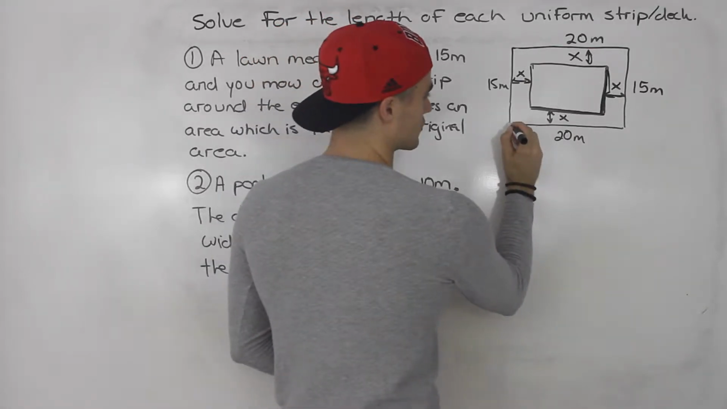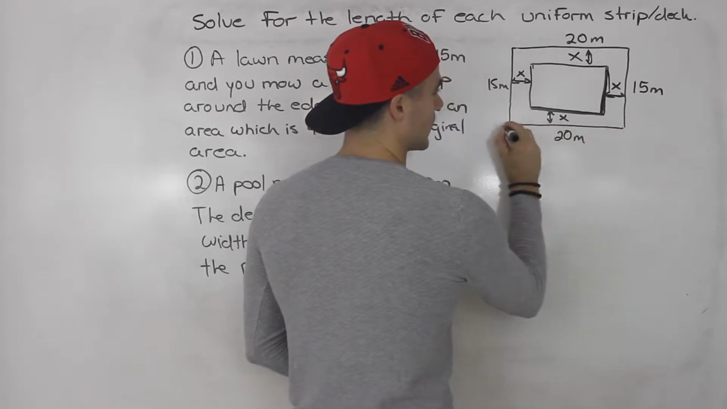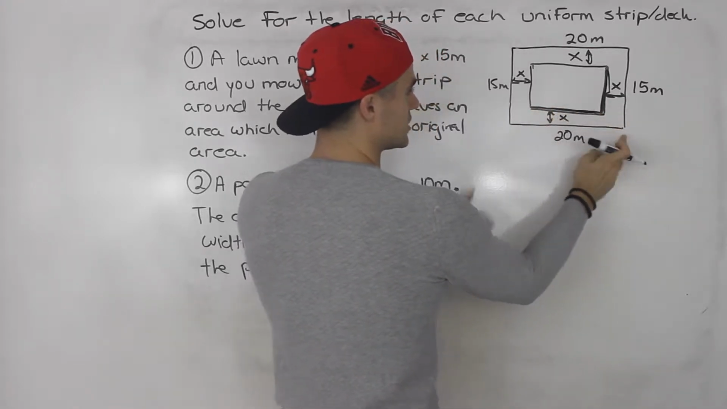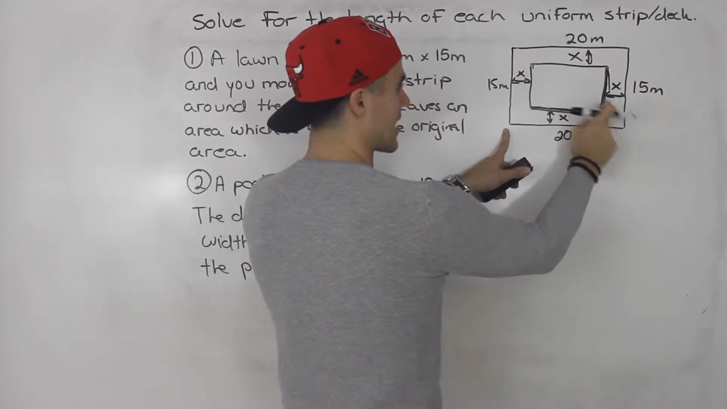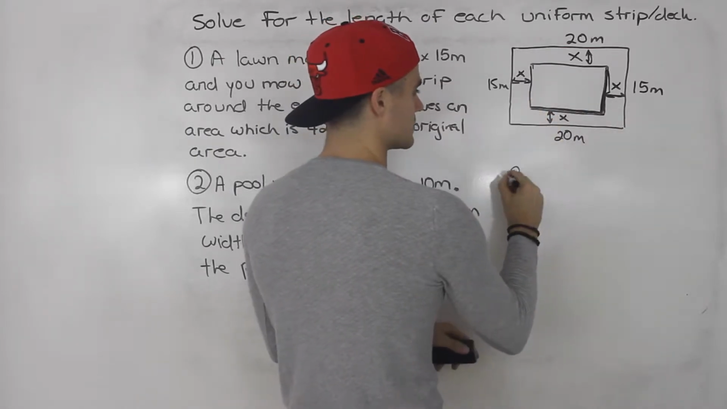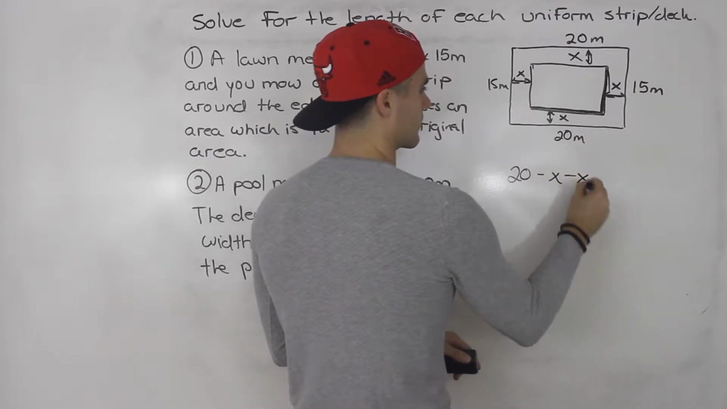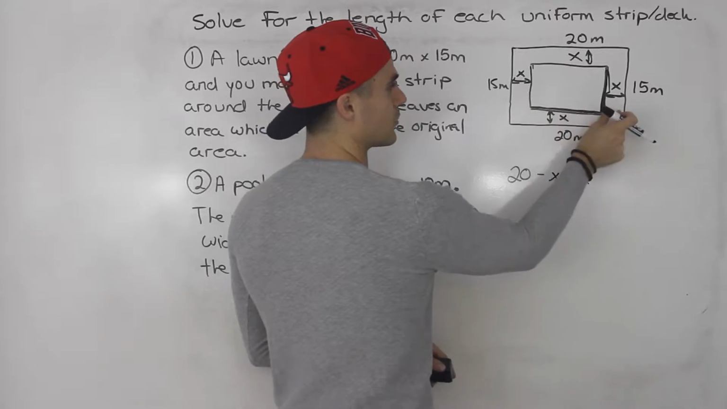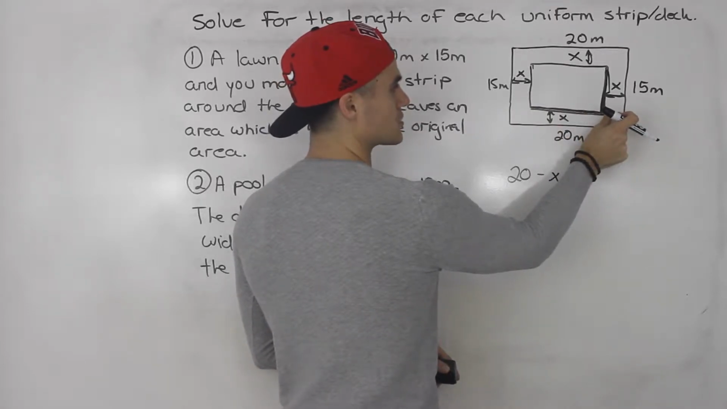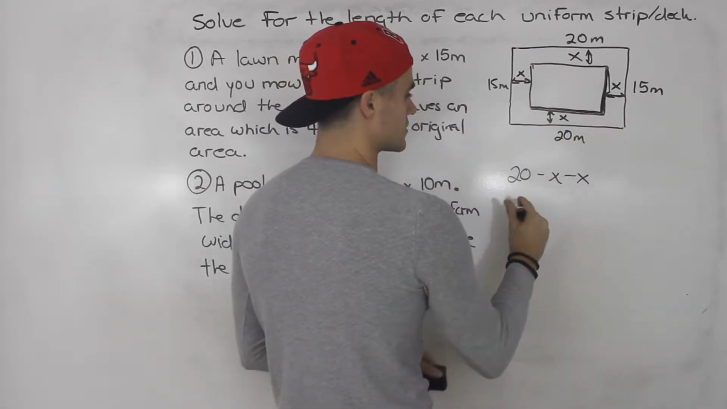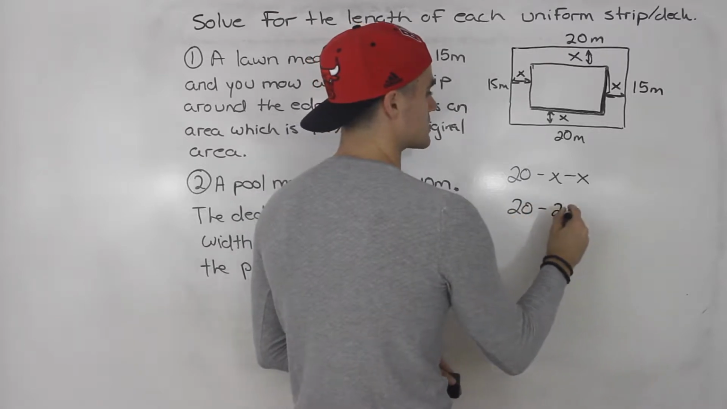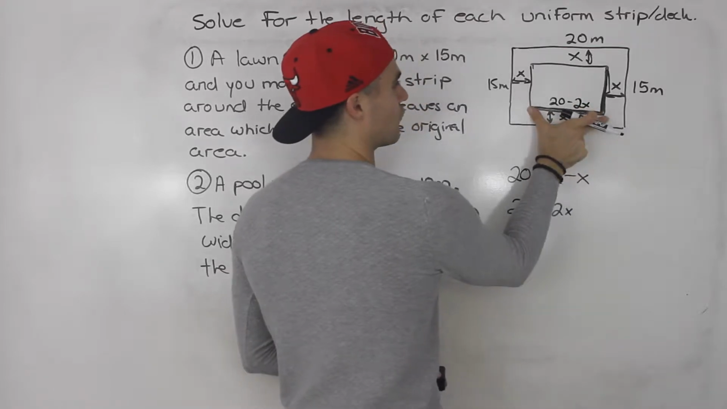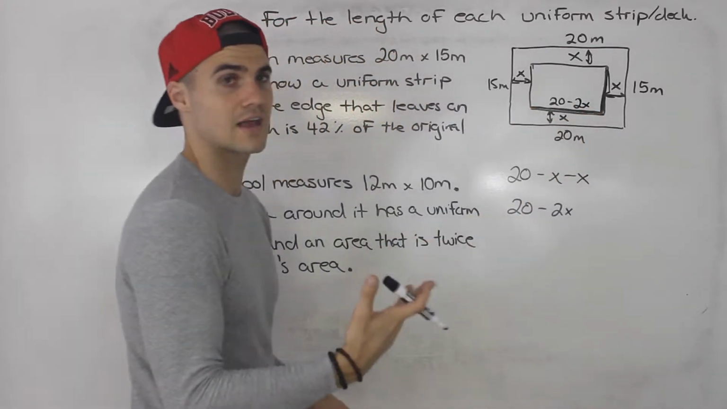So the original patch of grass has a length of 20. So what's this length going to be here? Well, it's going to be 20 minus x minus x. Right? Because this length is not going to be there anymore, and this length is not going to be there anymore. So we got to subtract those two x's there. So it's like 20 minus 2x. That's an expression for the length of the patch of grass that is left.